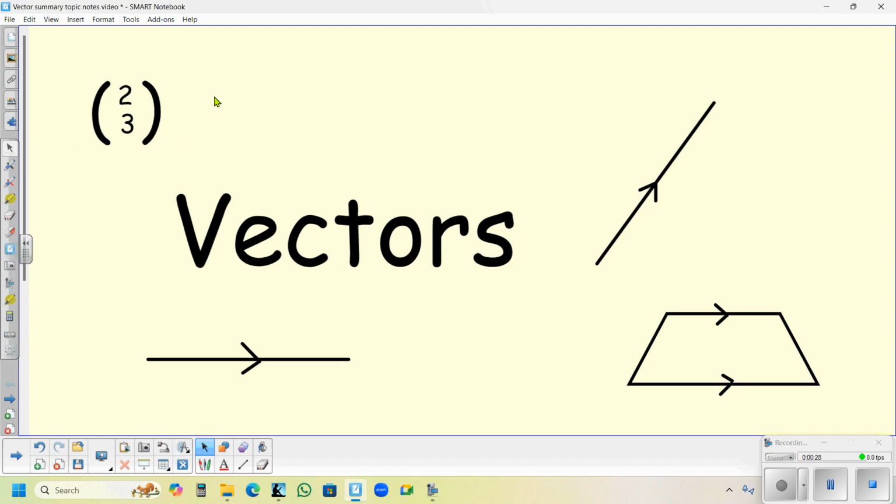What that means is you start at a point and you go 2 to the right and up 3. From start to finish, you would draw your line for that one. There is a trapezium, and it shows you those 2 lines are vectors and those 2 lines are parallel. So we'll go through everything that you need to know.